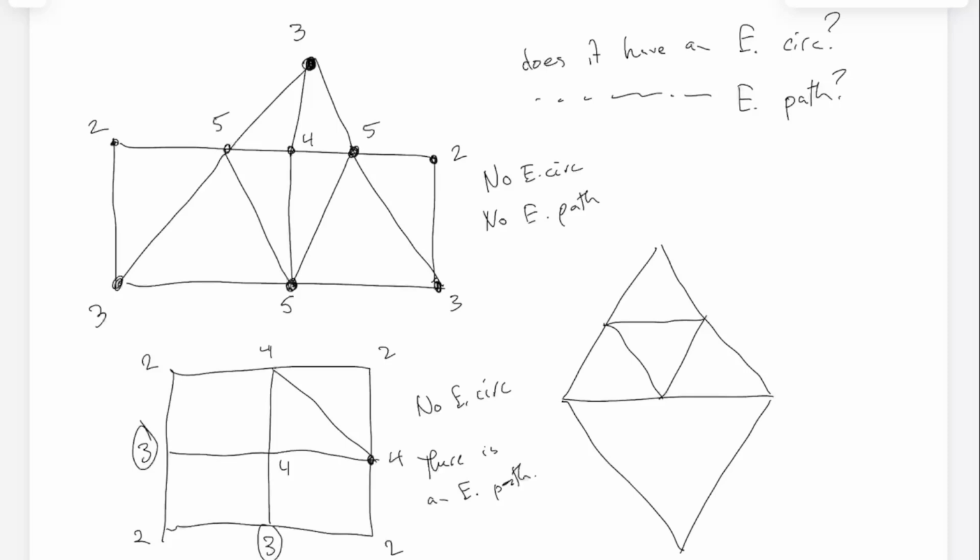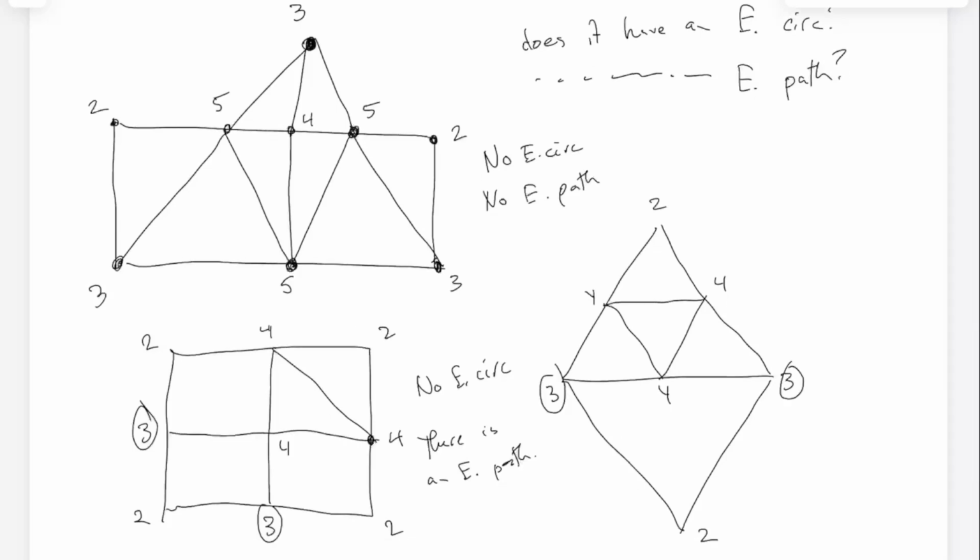Great. And this one over here. So this one, when I draw the degrees, they are, oops, that's a 4. This down here is a 4. That's a 3, and a 2. I think I did those right. And again, in this case, I see two odds and the rest even. So no Euler circuit. Yes, there is an Euler path, because Euler path requires two odds and the rest even. All right, fantastic. Any questions about that?